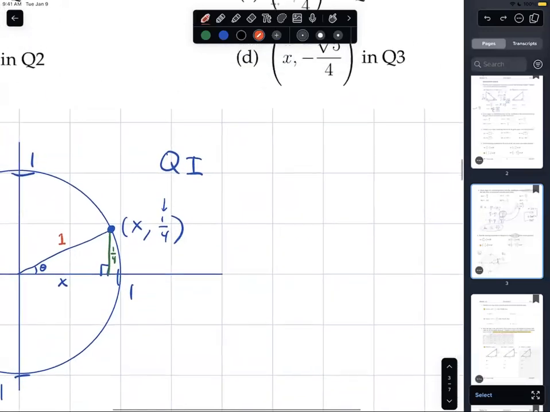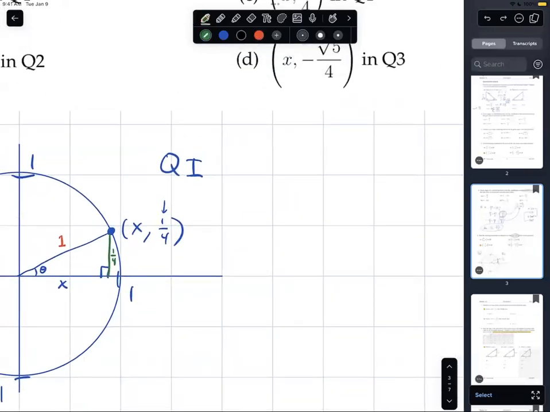So now we have a right triangle, and we know 2 of the side lengths. So we can use the Pythagorean theorem, which is x squared plus y squared equals r squared, and just plug in what we know. We don't know x. We know y is 1/4. r is equal to 1. And so we get x squared plus 1/16 equals 1. We're going to end up subtracting this 1/16 to solve for x.